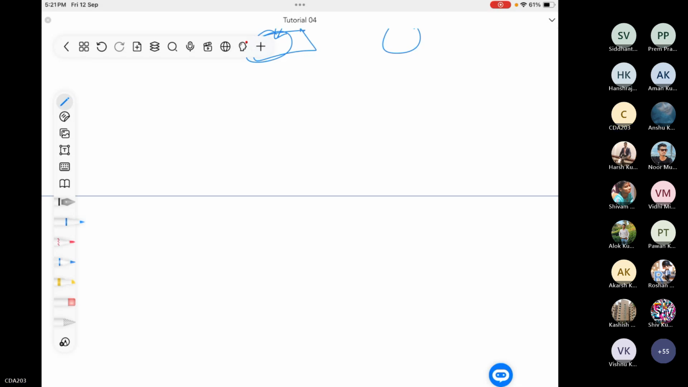So how we declare the pointer is that we have data type, star, name of the pointer.